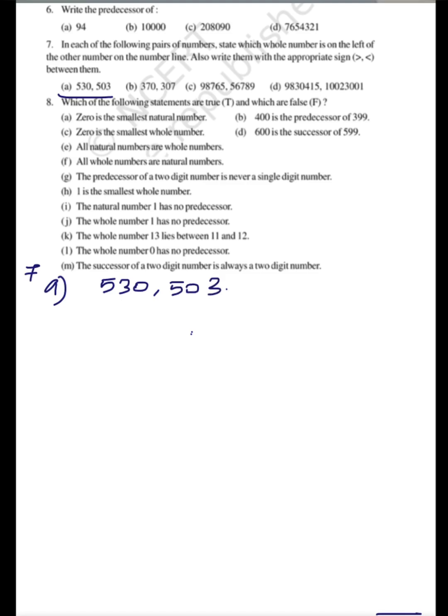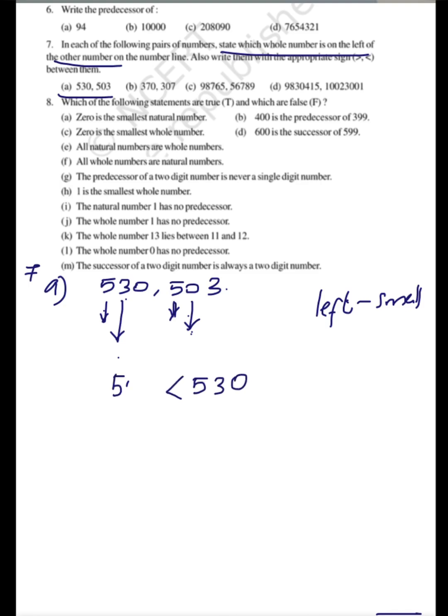This is the first question, and the question is to state which whole number is on the left of the other. That means we have to tell which number is on the left. Left side means the smaller number, as I have told you. So among these, which is smaller? How will you find? You can just consider the first digit. The first digit is the same. Now you can consider the very next digit. Here it's 3 and here it's 0. So which one is greater? This 3 is greater. So you can tell that 530 is greater, or 503 is less than 530.